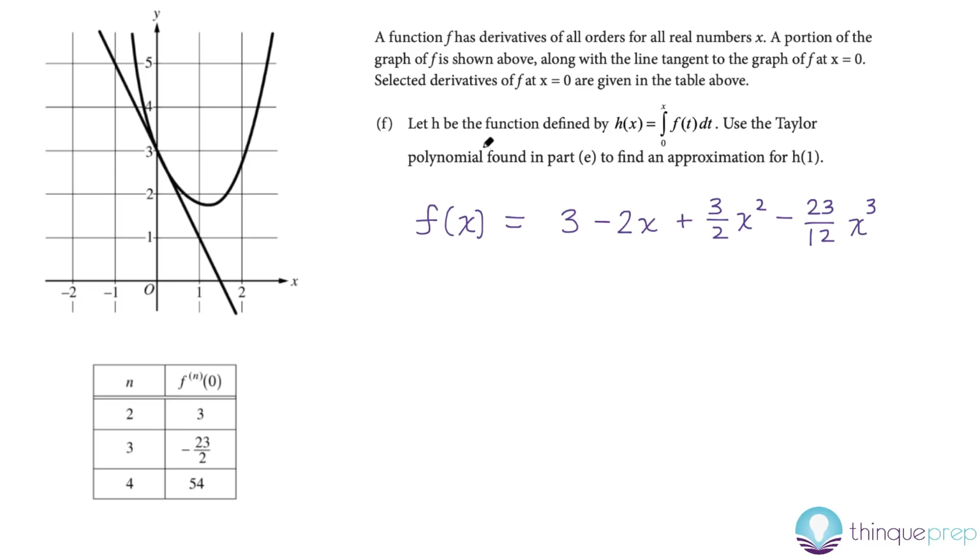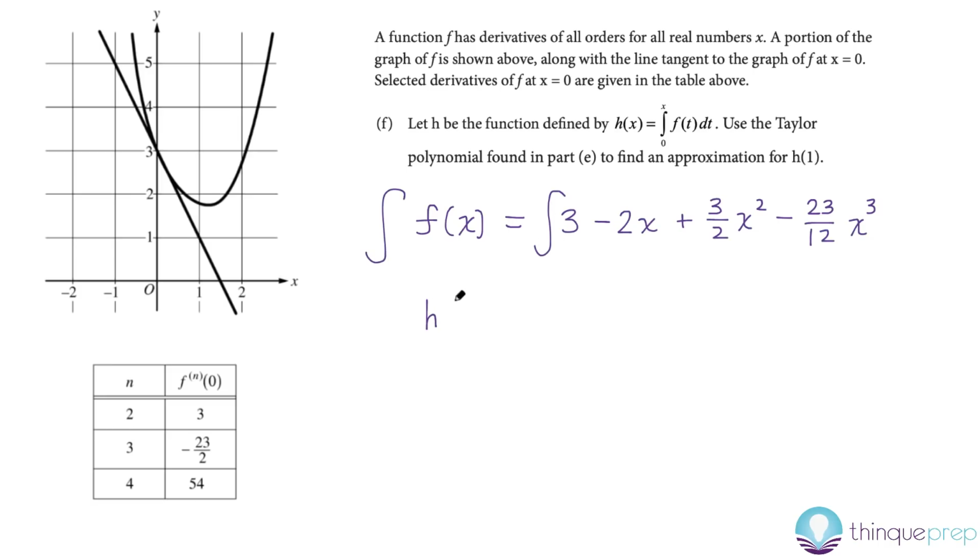So in part F, we're given another function h, and it says it's defined by the integral from 0 to x of f of t. And then use the Taylor polynomial found in part E to find an approximation for h of 1. Well, I copied the answer that I got from the earlier part. And so this is one of those questions where it doesn't matter what you get for part E. If you got it wrong, as long as you do the work right, you can still get credit for part F. So let's go ahead and take the integral of f, since that's what is equal to h.